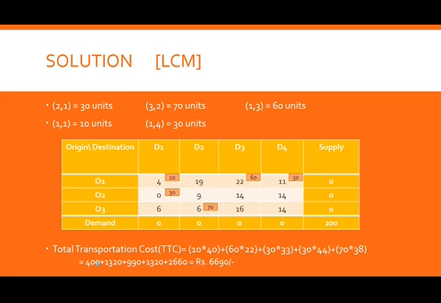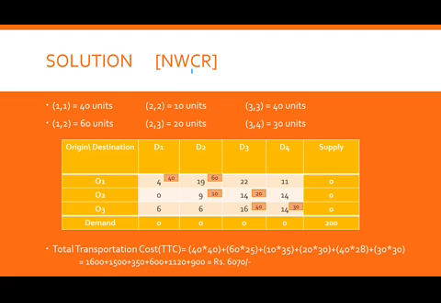10 into 40 is 400. 60 into 22 is 1320. 30 into 33 is 990. 30 into 44 is 1320. 70 into 38 is 2660. So when you add up all this, 400 plus 1320 plus 990 plus 1320 plus 2660, I get 6690. Right? Here, once again, you observe LCM is giving you a better answer when compared to NWCR.